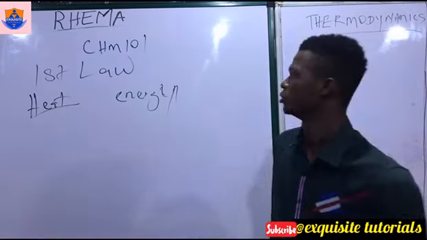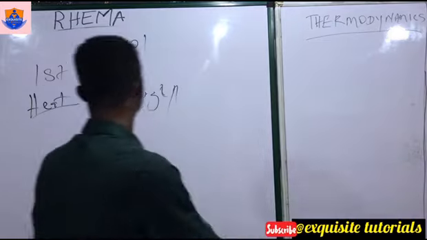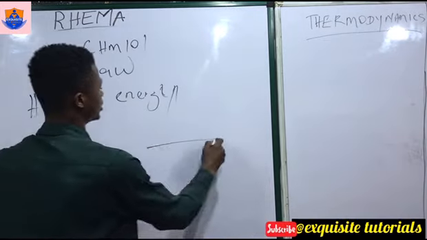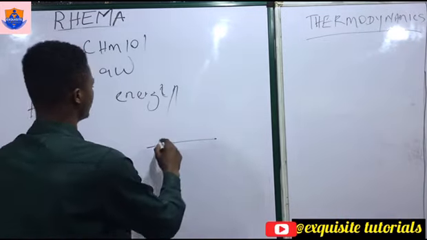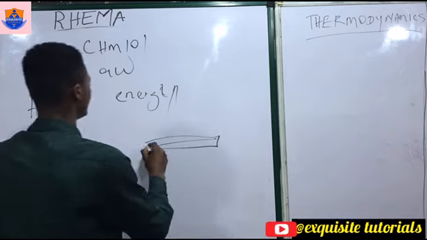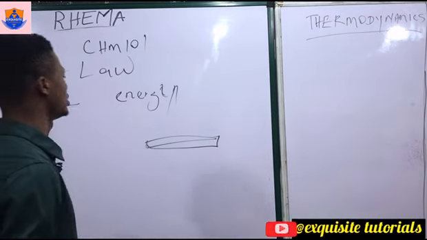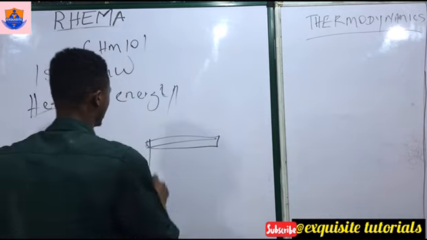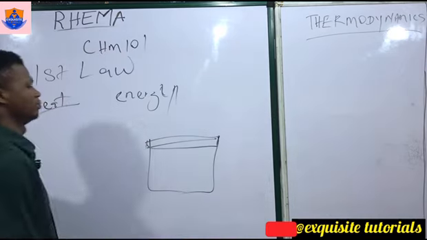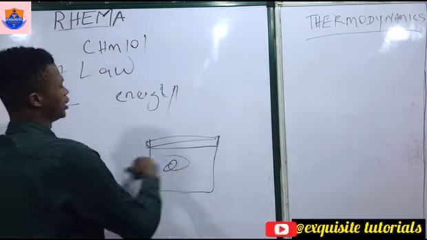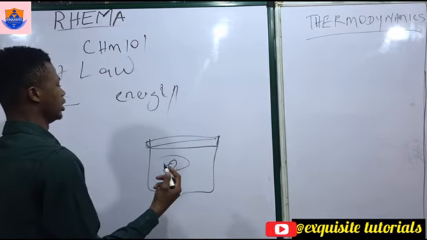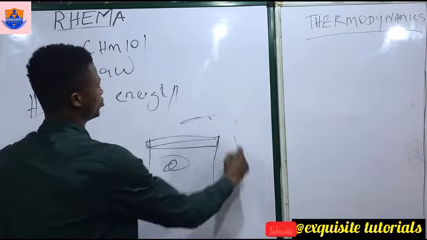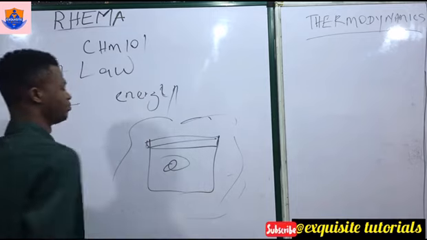Now, how do we explain it? Okay, let's say, for example, we'll have a substance. This is a system. Let's draw something like this. Let's say this is a system. This is a container, and this is the environment. All these ones are the environment.